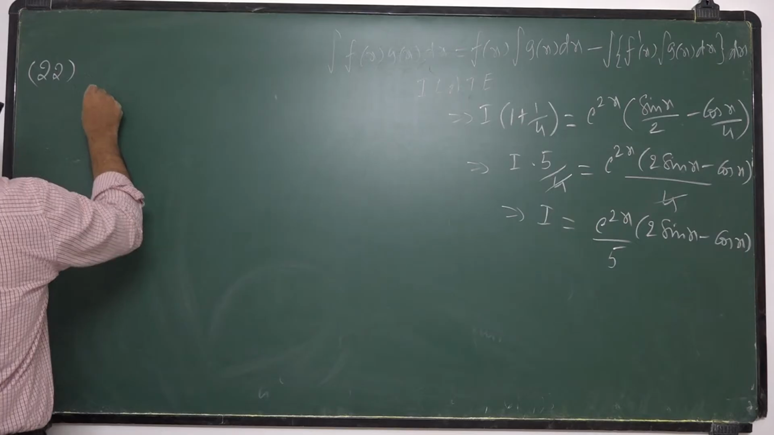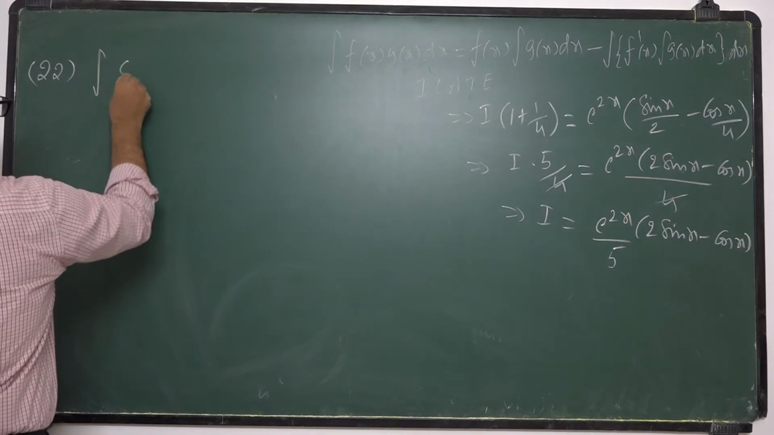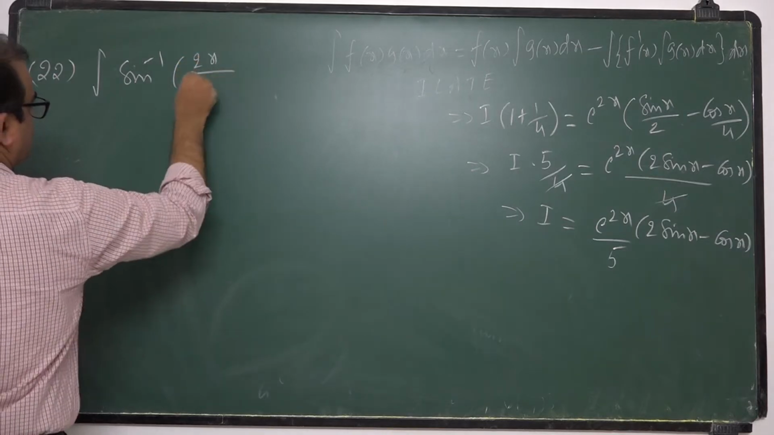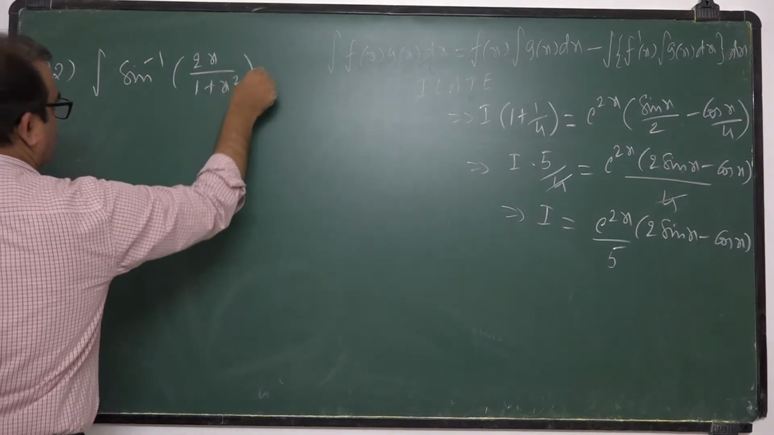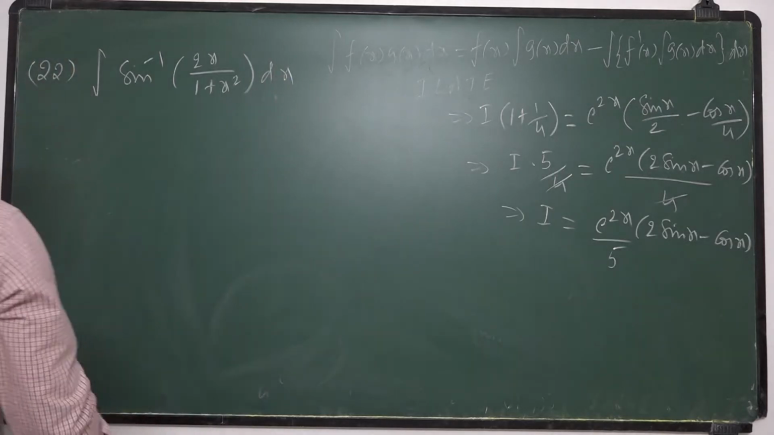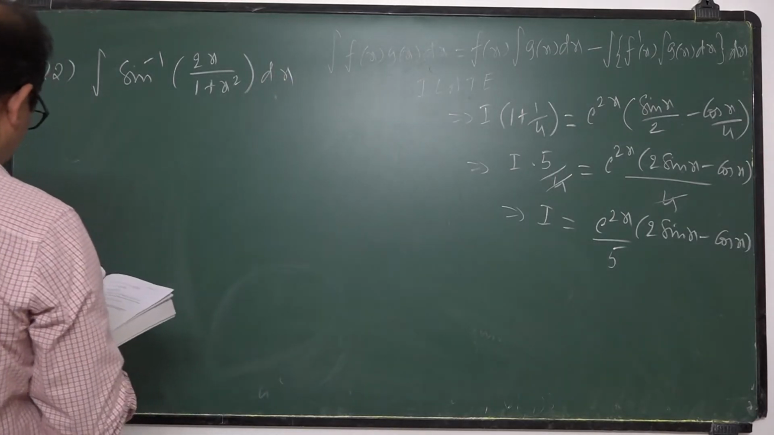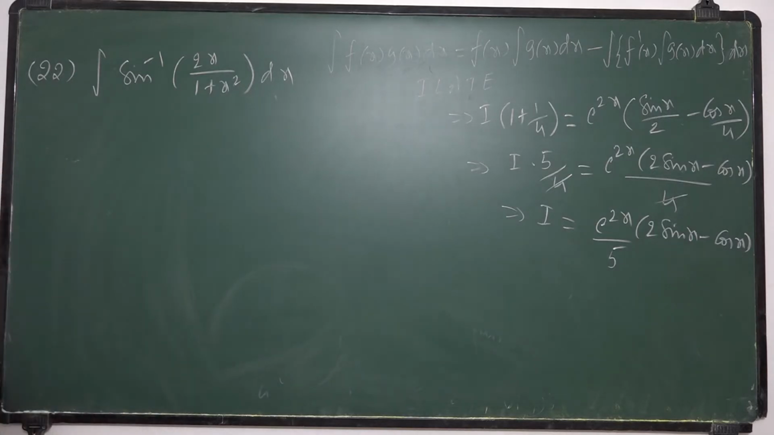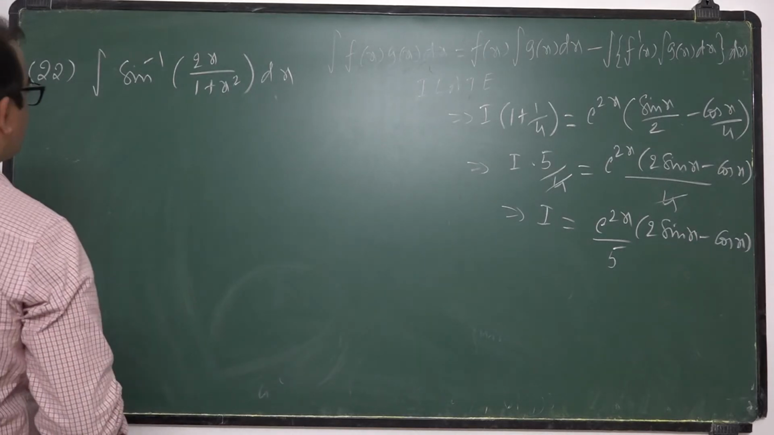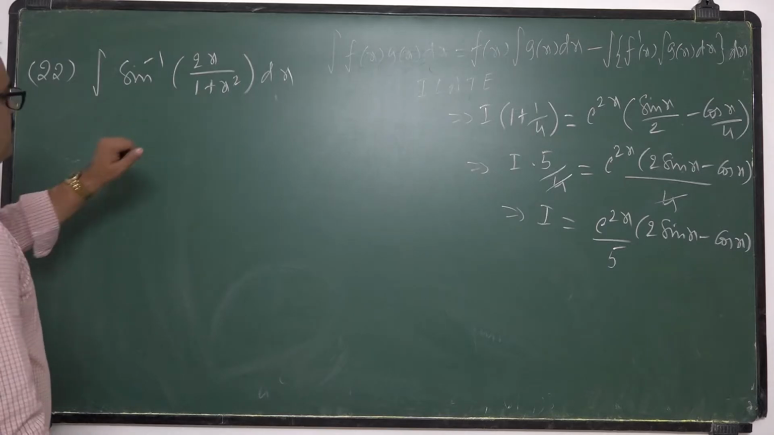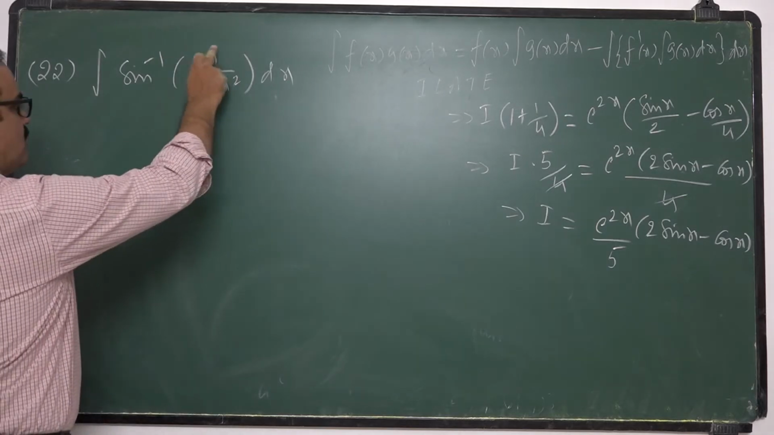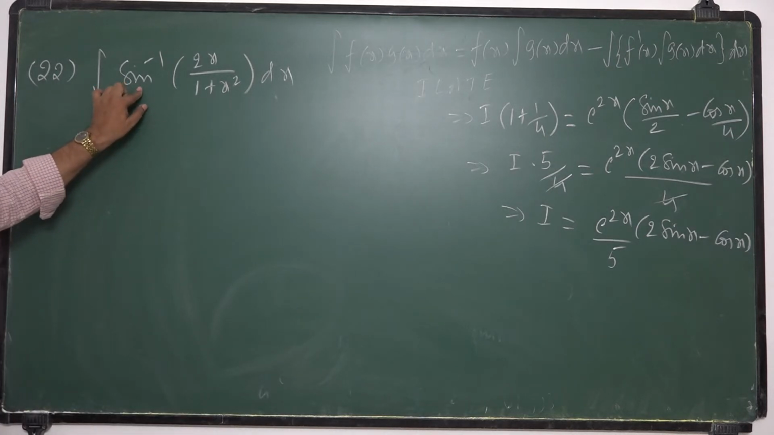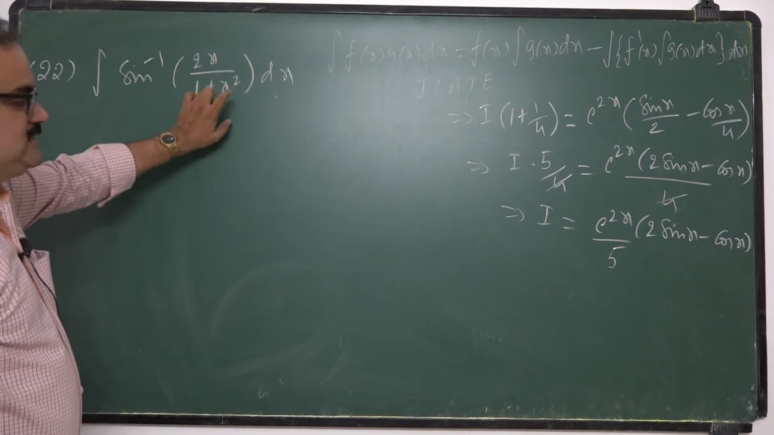Integral of sin inverse of 2x by 1 plus x square into dx. Okay, first of all we eliminate the inverse function sin inverse by taking x is equal to tan theta.